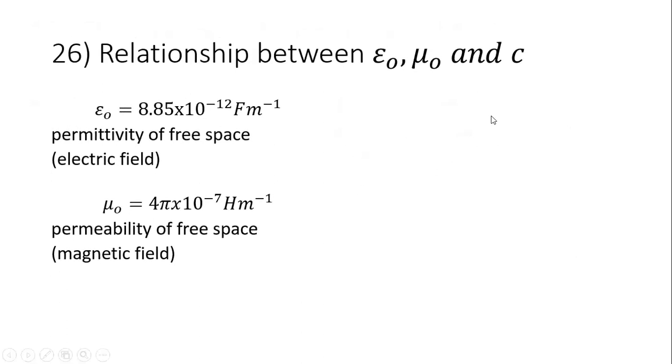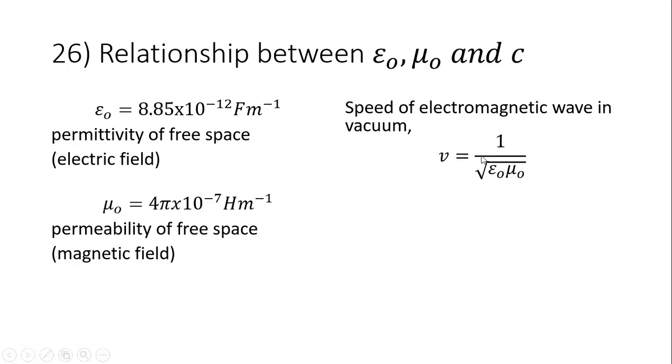Okay, relationship between epsilon naught, mu naught, and c. That's your permittivity of free space. That's your permeability of free space. Speed of electromagnetic wave is given by v equals 1 over the square root of mu naught epsilon naught. You don't need to know how you get this equation. You just need to know the speed of electromagnetic wave is given by this equation. If you are interested, you can go to an American textbook. They will show you how it's derived, but we are interested only in this.